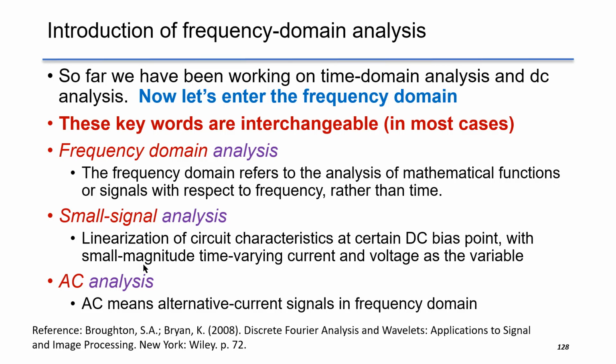So AC means alternating current signals, such as sine or cosine, at certain frequency and magnitude. When we talk about frequency domain analysis, there are some keywords that are interchangeable in most cases. The first one is frequency domain analysis. Second one is small signal analysis. The last one is AC analysis. So basically, they are talking about the same thing.